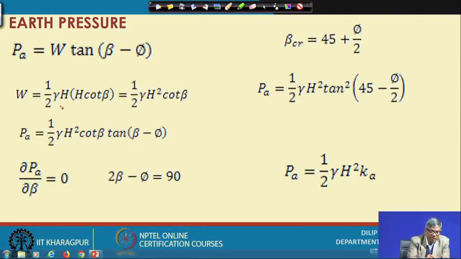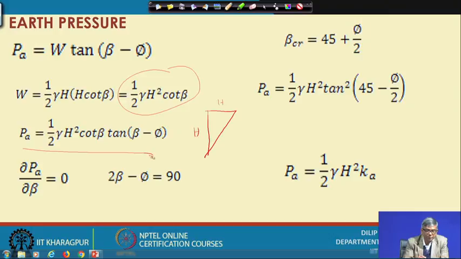This is half, the volume of soil, multiplied by gamma. So, this was the soil volume, this is H cot beta and this is H, so W is half into H cot beta into H into gamma. That becomes the weight, and if I substitute this weight here, then P A becomes this. This is the expression for P A, which has beta and phi.